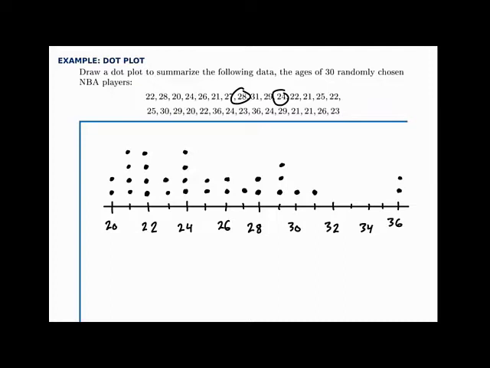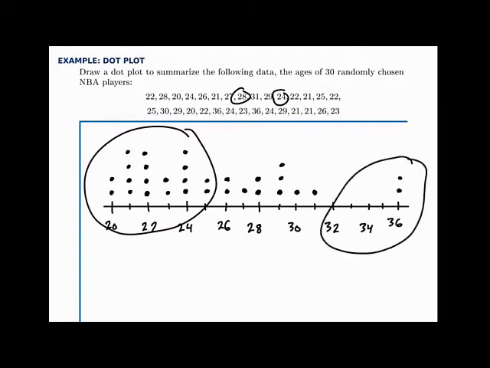So there we see our dot plot, where each time we run into a value we've already drawn a dot for, we just draw one a little bit higher. So notice that the height of these stacks tells us how frequent an age is. So the more frequent ones are over here, and then the 36s, there's kind of what we would call an outlier. They're far out from the other data points.